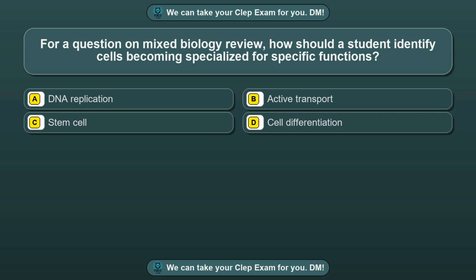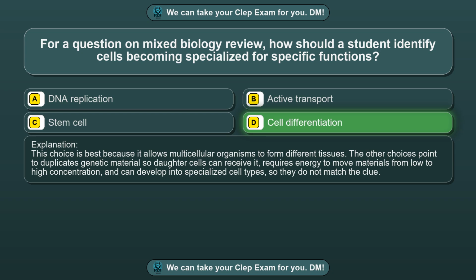Question 61. For a question on Mixed Biology Review, how should a student identify cells becoming specialized for specific functions? Option A, DNA replication. Option B, active transport. Option C, stem cell. Option D, cell differentiation. The correct answer is option D, cell differentiation. This choice is best because it allows multicellular organisms to form different tissues. The other choices point to duplicates genetic material so daughter cells can receive it, requires energy to move materials from low to high concentration, and can develop into specialized cell types, so they do not match the clue.